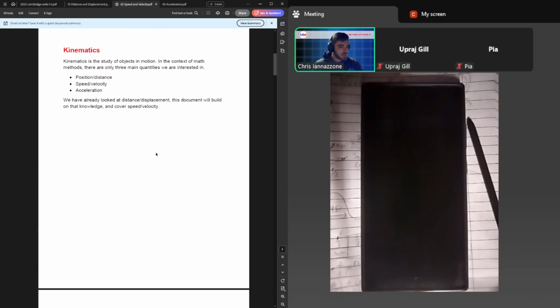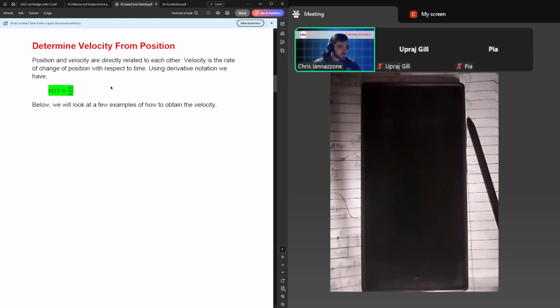All right, speed and velocity. One thing to consider is that your velocity is always going to be the derivative of your displacement graph. Or put in other words, speed is distance over time. It's the slope of the position.